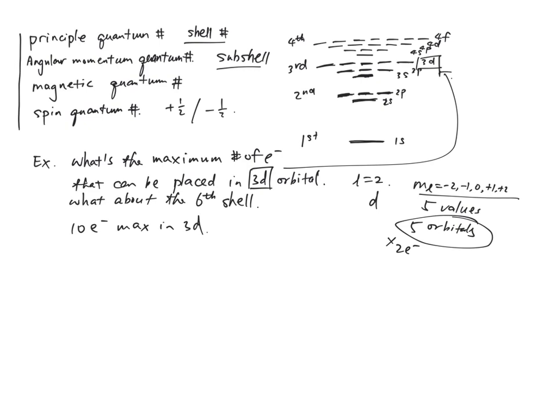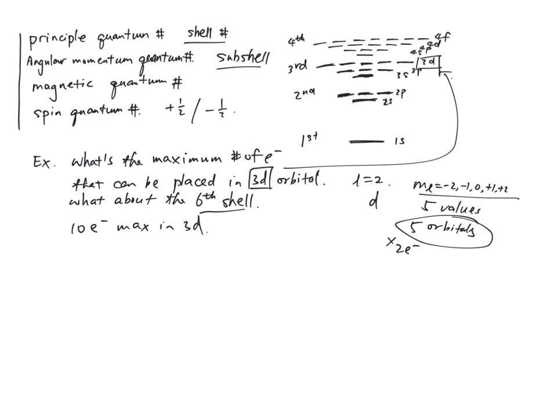All right, what about the 6th shell? Well, the 6th shell would have a bunch of subshells. Based on what we see here, the first shell has 1 subshell, the second shell has 2 subshells, the third shell has 3 subshells, so you can imagine the 6th shell would have 6 subshells.